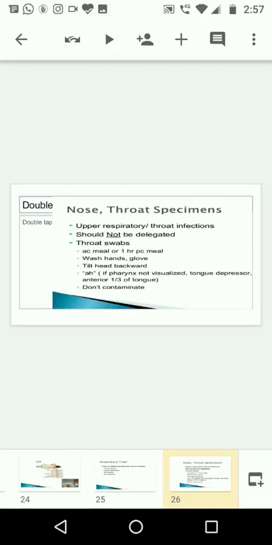Then wash your hands and wear gloves. Tilt the head backward and ask the patient to pronounce the ah sound, so that you can visualize the pharynx, and you can also use a tongue depressor. And try not to contaminate the swab.